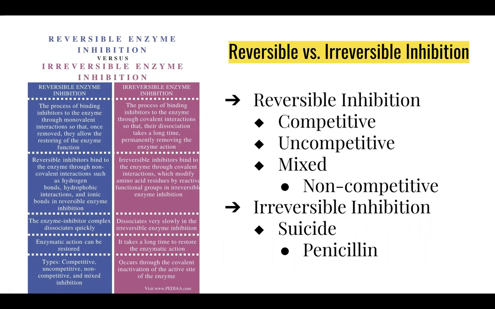Next, we have irreversible inhibition, where the inhibitor binds the enzyme through a covalent interaction, which can modify the amino acid by reactive functional groups. These types of bonds are strong, so this allows for the slow dissociation of the inhibitor from the enzyme, and the enzyme will take a while to restore its action. An example of irreversible inhibition is a suicide inhibitor, such as penicillin.